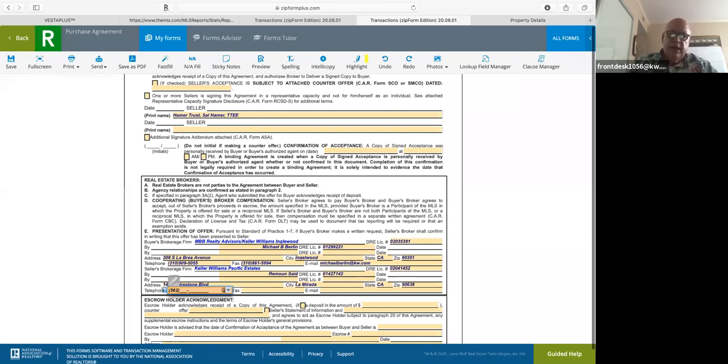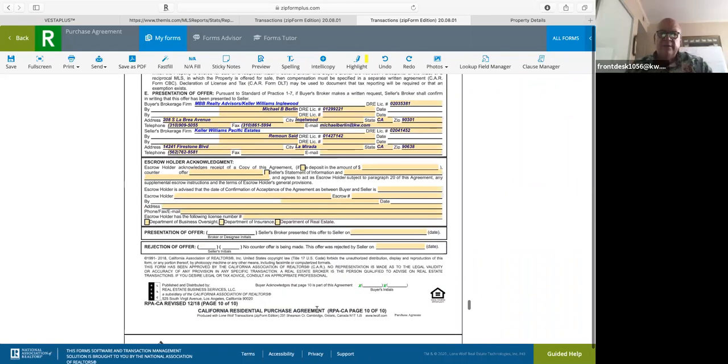I typically put the agent's cell phone number in here because that's the best contact for all of us. If somebody else is looking at the contract, like escrow, and they need to get something, I'm going to go back and fill in his email. I don't have that handy.